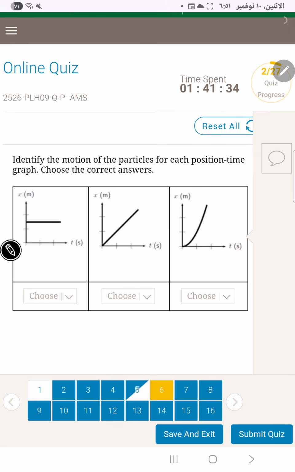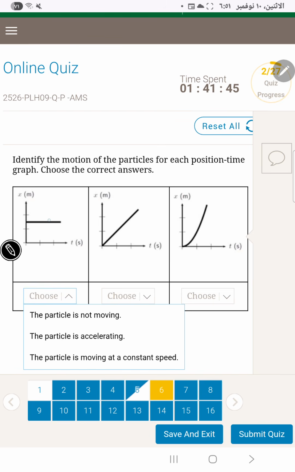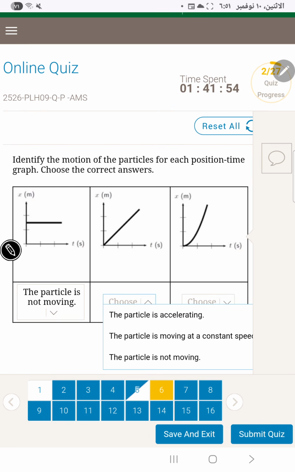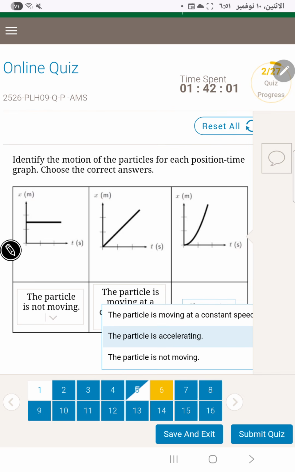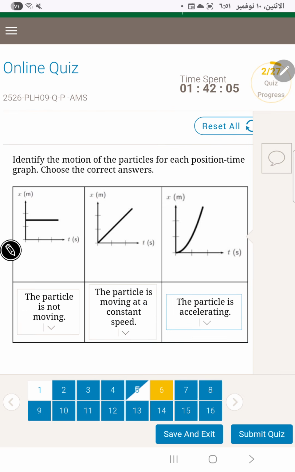Question number 6 now. Identify the motion of the particles for each position time graph. Choose the correct answer. First one here you have position time, which means distance time. The object here is stationary, it's not moving. So here I have to choose not moving. Here, constant velocity or constant speed. And here it's accelerating. So here you have accelerating.